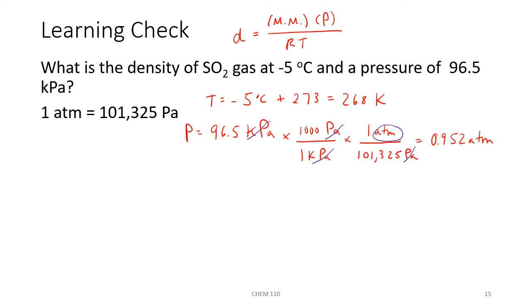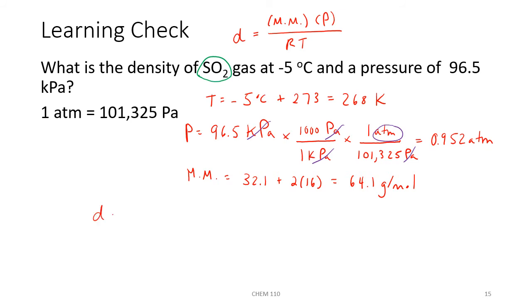The last thing we need is the molar mass of our gas. The identity of our gas is SO2, and so we can calculate that molar mass. Molar mass will be equal to the mass of sulfur, which is about 32.1 grams per mole, plus 2 times the mass for oxygen. Each oxygen will be about 16 grams per mole. So for sulfur dioxide, our molar mass is about 64.1 grams per mole. Now we have everything we need.